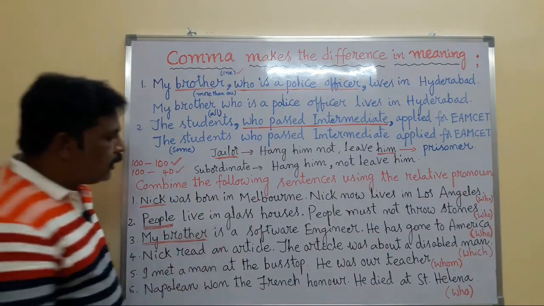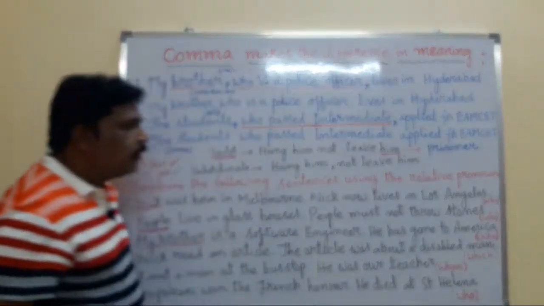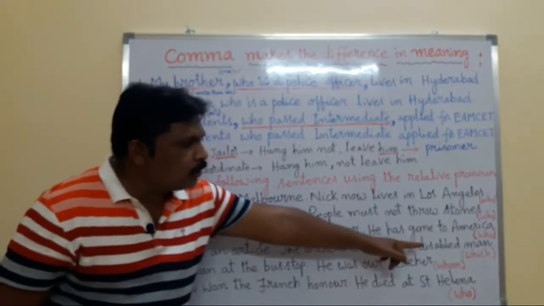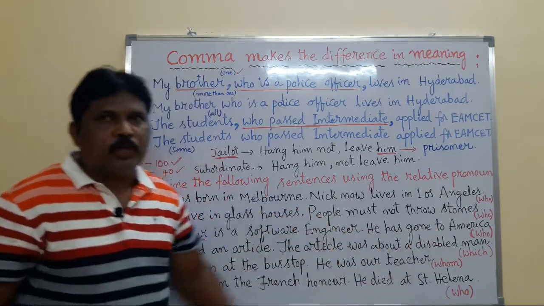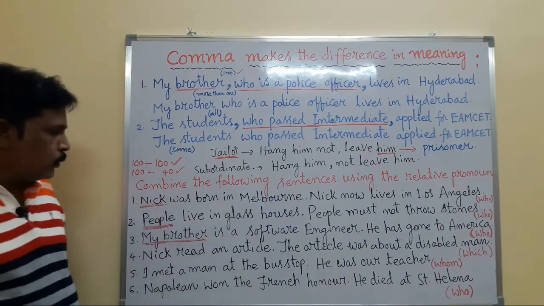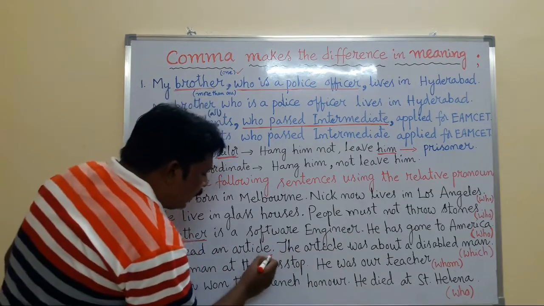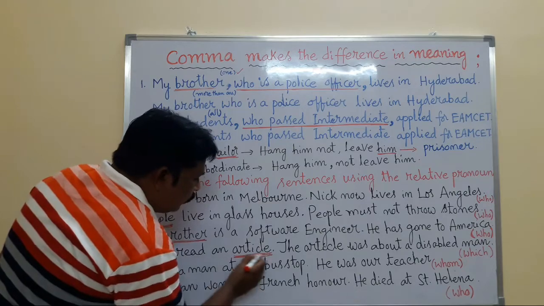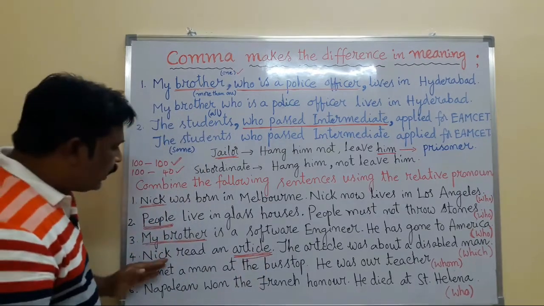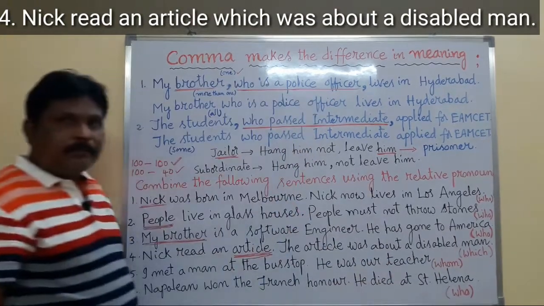Next, fourth one. Nick read an article, full stop. The article was about a disabled man. Combine the two sentences using the relative pronoun which, which is used for things, for animals, for other objects. So here which. Nick read an article. Here article is a noun. So this is the thing. Nick read an article which was about a disabled man.